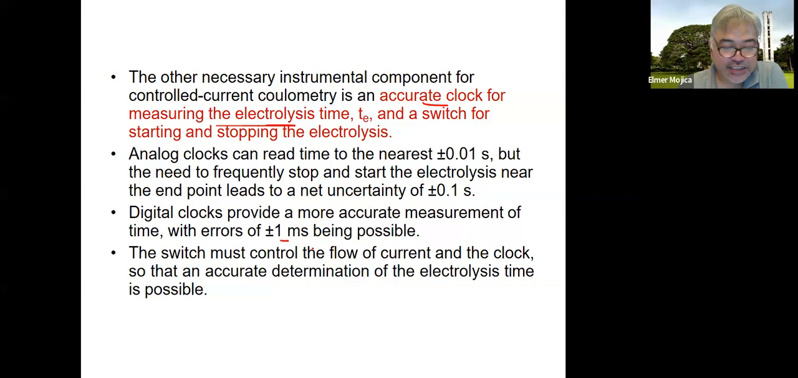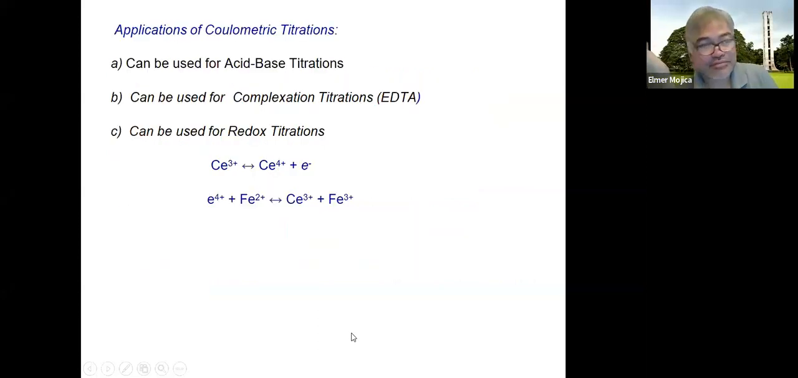And the thing is, this switch must control the flow of the current and the clock so that an accurate determination of electrolysis time is possible. Now, most of the application here is what? Titration. And what can you say about the different types of titration here? All of them are the typical titrations that you do. So you can have acid-base titration. So maybe you can have here what? Water.